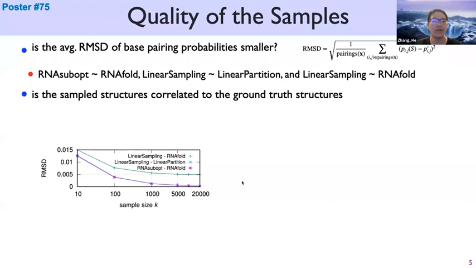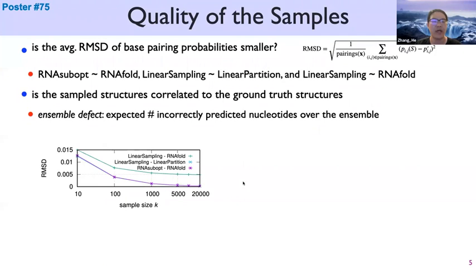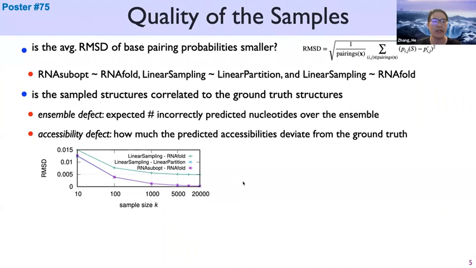On the other hand, we want to know if the sampled structures correlate to the ground truth structures. So we calculate 2 kinds of defects. The first one is ensemble defect, which is the expected number of incorrectly predicted nucleotides over the ensemble. And the second one is accessibility defect, which measures how much the predicted accessibilities deviate from the ground truth. Lower defects indicate better correlations.